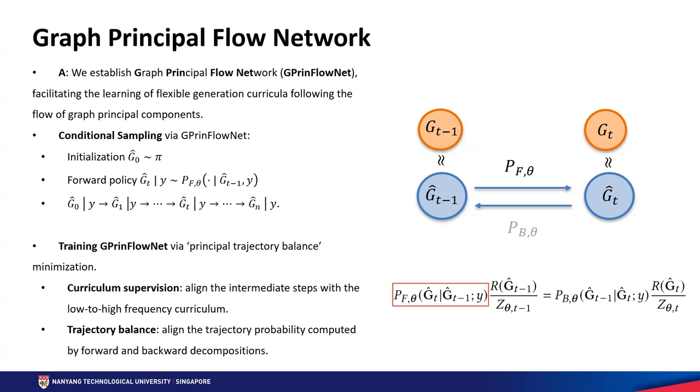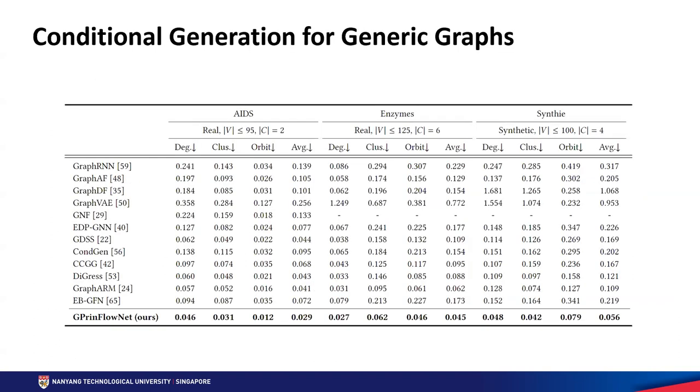In practice, a G-principle flow network can be trained via the principal trajectory balance objective. Intuitively, this objective provides curriculum supervision, which aligns the intermediate steps with the low to high frequency curriculum. It also aligns the trajectory probability computed by the forward and backward decomposition. Detailed discussions can be found in our manuscript.